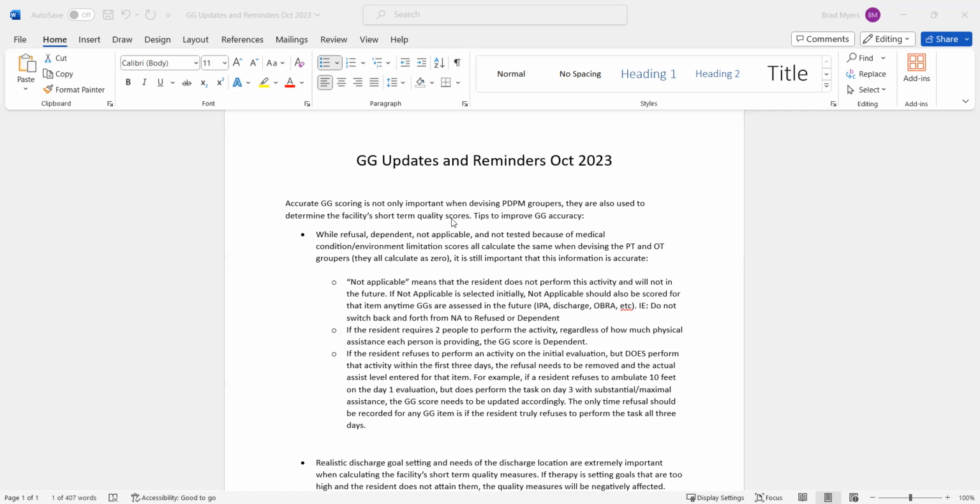If the resident refuses to perform an activity on the admission assessment, but does perform that activity within the first 3 days, that refusal needs to be removed and the actual assist level entered for that item. So this is a resident that we're doing a day one admission on, and it's late in the afternoon. Nursing's done their part. OT's come in and done their evaluation. The family's there. They've had a long day, and they're going to participate in the PT eval so that the bed mobility and the strength and all those items can be collected.